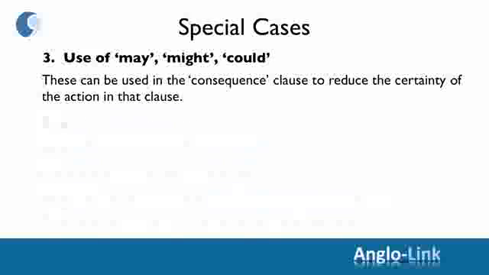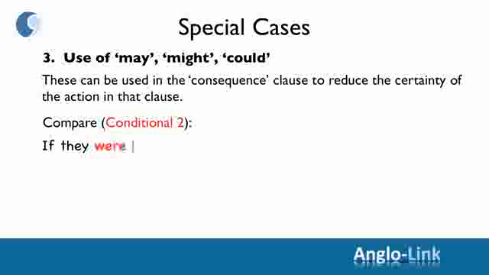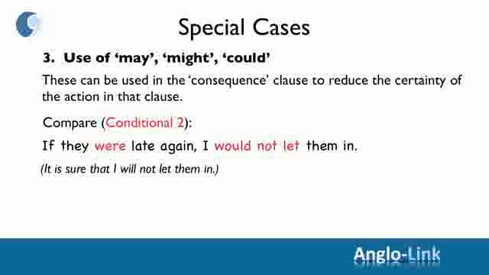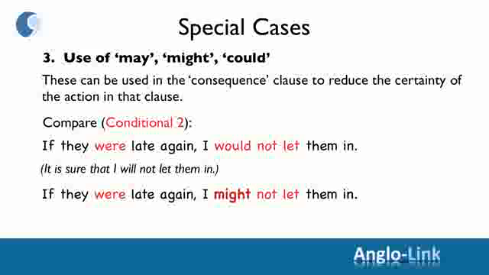Let's look at another example in the second conditional. If they were late again, I would not let them in. It is absolutely sure that you will not let them in. But we can decrease the certainty. If they were late again, I might not let them in. Now it is not so sure. It's just possible that you will not let them in.